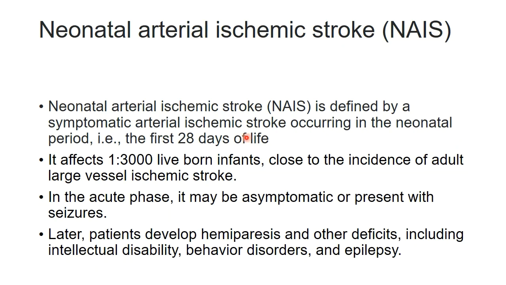Now, what is neonatal arterial ischemic stroke? Neonatal arterial ischemic stroke is defined as symptomatic arterial ischemic stroke, typically resulting in the neonatal period, that is in the first 28 days of life. It affects 1 in 3,000 live births and is close to the incidence of an adult large vessel ischemic stroke. In the acute phase, it may be asymptomatic, but usually later patients develop hemiparesis, including intellectual disabilities, behavioral disorders, and epilepsy.